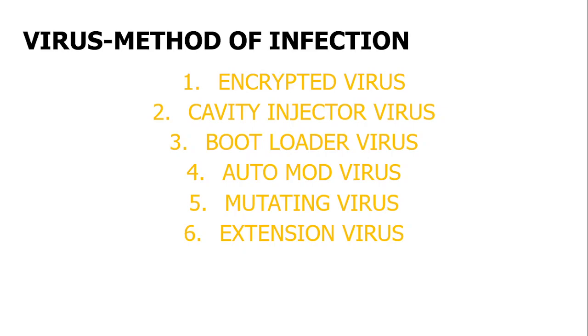The last one is our extension virus. This virus changes the file extension. Generally, the file extension display is turned off. The file appears with the name only, right? So we will not have dot text, right? But we will be having some other extension, like abc.text.bat.